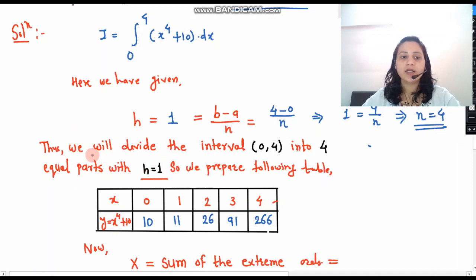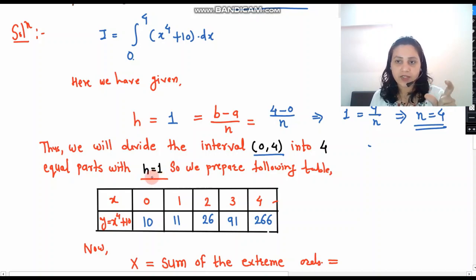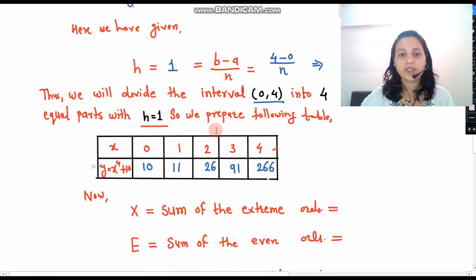So thus we will divide the interval 0, 4, which we have been given, into 4 equal parts with h equal to 1. That means the size or width of the interval is equal to 1. So in such examples we have to prepare the table.